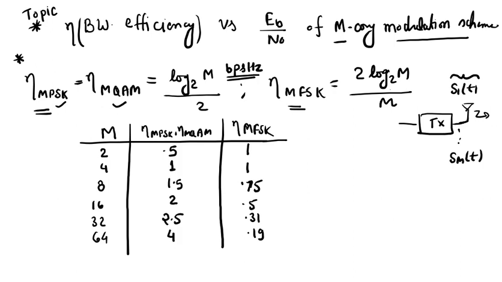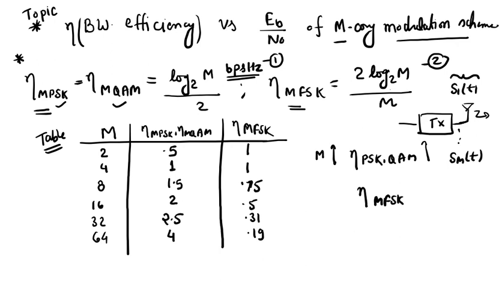So this is the table. We have used these formulas and we have made this table. From the table it is clear that as M increases, bandwidth efficiency of PSK as well as MQAM increases, whereas the spectral efficiency, or bandwidth efficiency, of MFSK decreases.